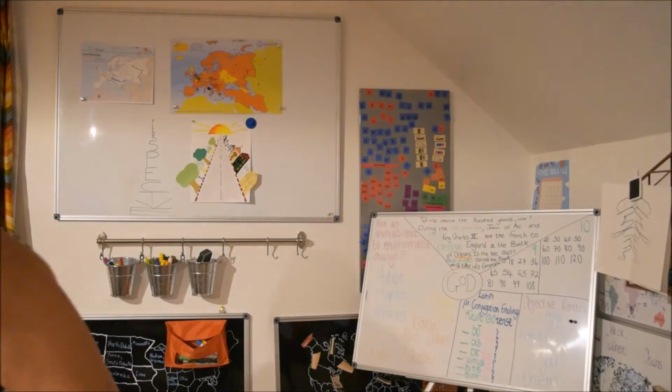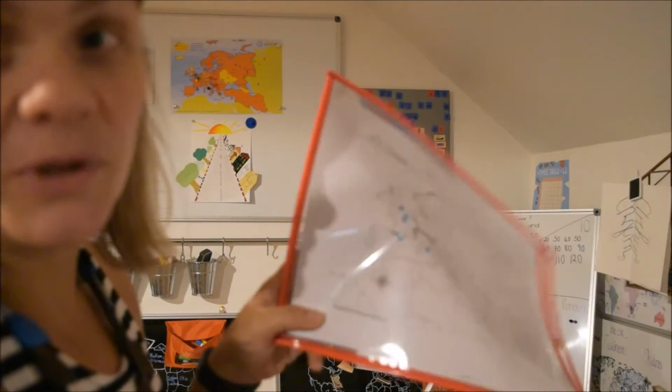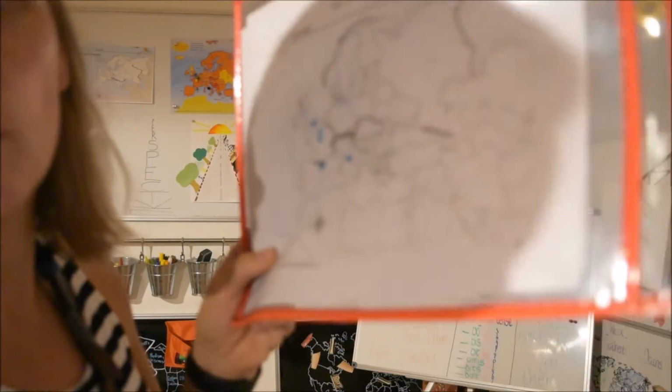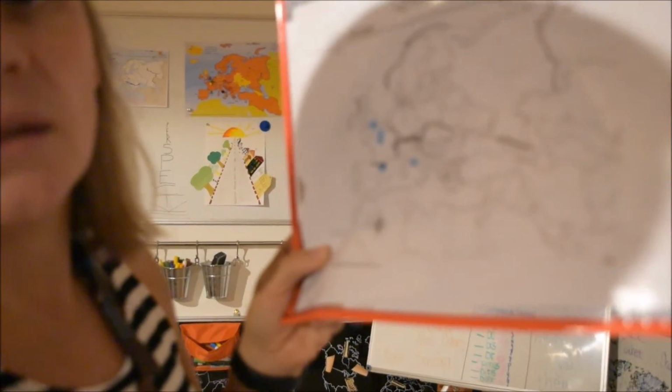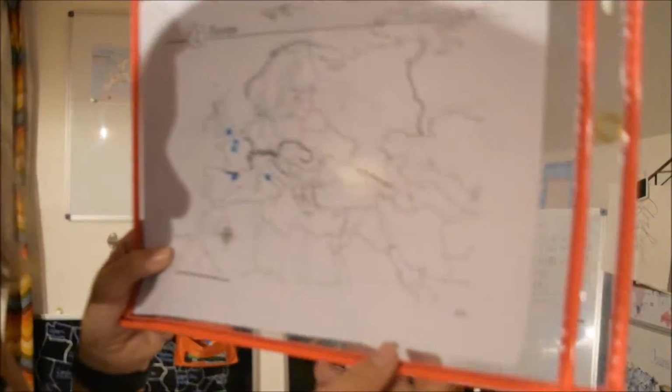And then we will move straight to geography. Geography is European cities. They should know where the European countries are. That is our week 5 map.